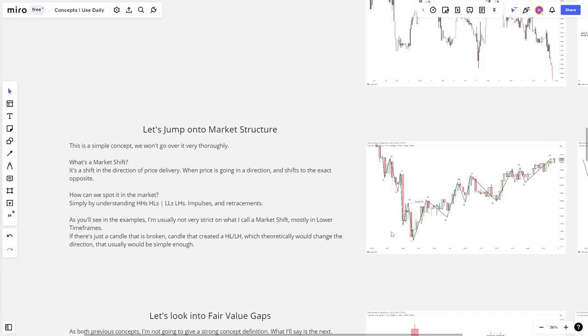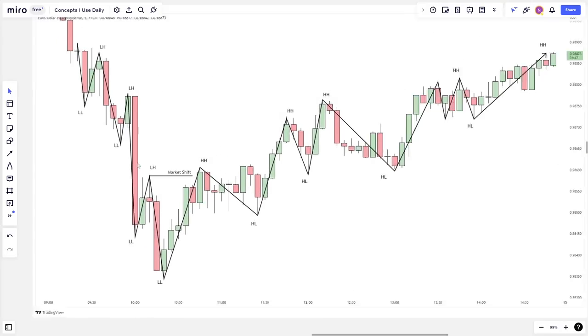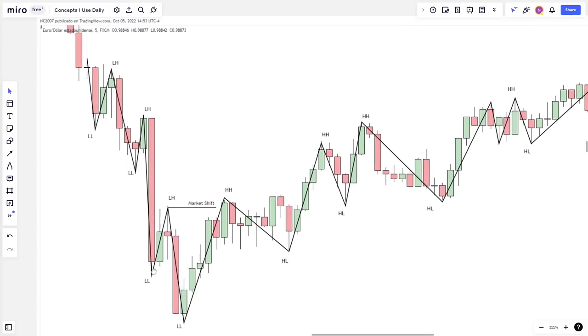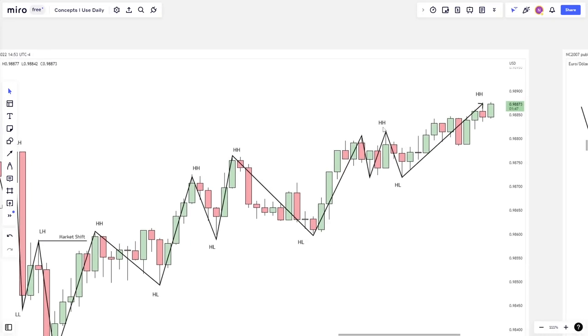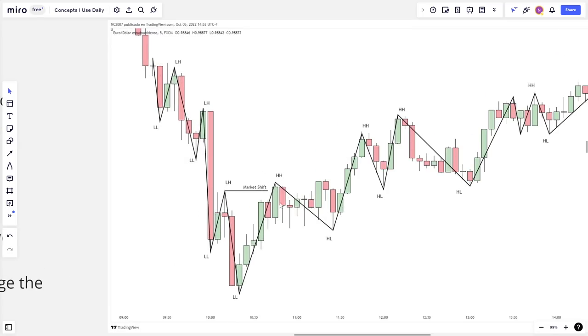Let's just go over, as an example, our first example, which is in the 5-minute time frame. You can see how price is going lower, creating a lower low, lower high, lower low, lower high, lower low, lower high, lower low, and then the most recent lower high is broken by a higher high, and then a higher low happens. So then a higher high, to a higher low, to a higher high, higher low, and so on and so forth. And as you can see, the trend changed based on this market shift.